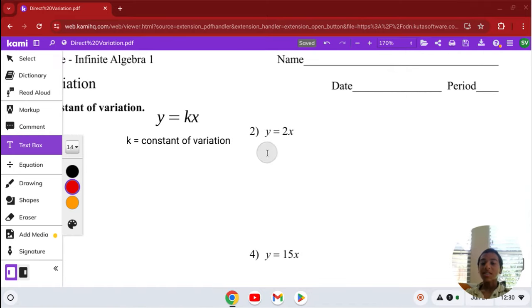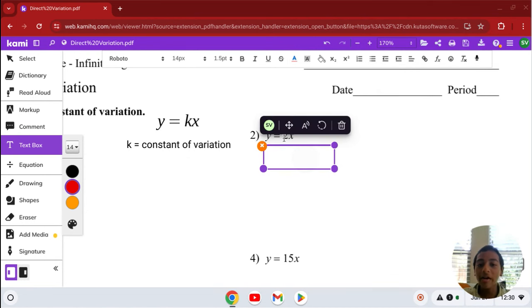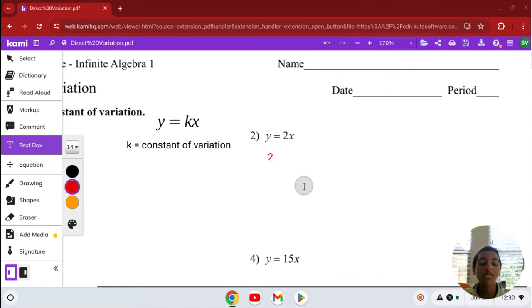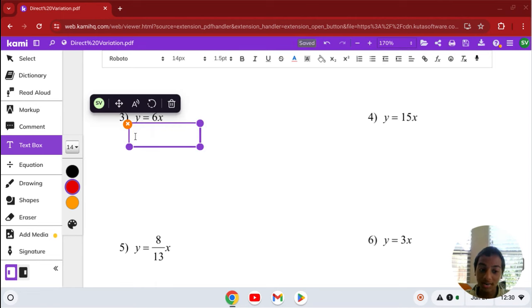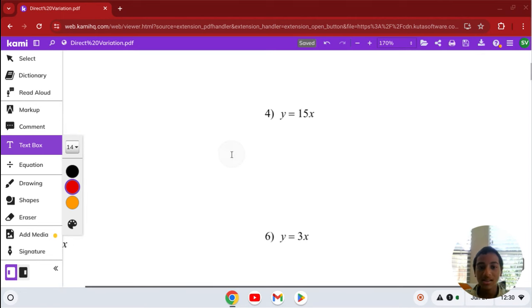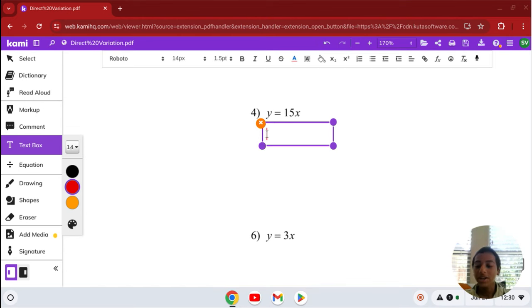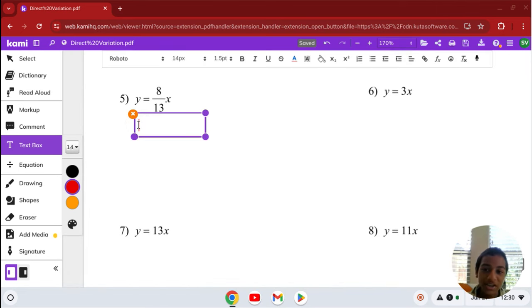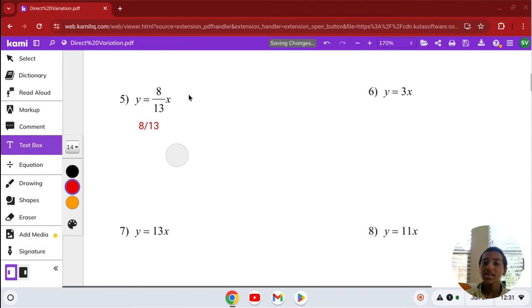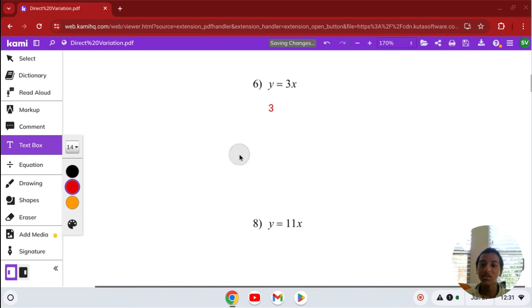Number 2, same thing. These parts are easy. We just have to find the constant of variation. Here y equals kx, so k equals 2. Number 3, y equals 6x, same thing, the constant of variation is 6. Here, y equals kx, y equals 15x, so k is 15. Here, y equals 8 13ths x, it's the same thing. k is literally 8 13ths. Then y equals 3x, so 3 is our constant of variation.